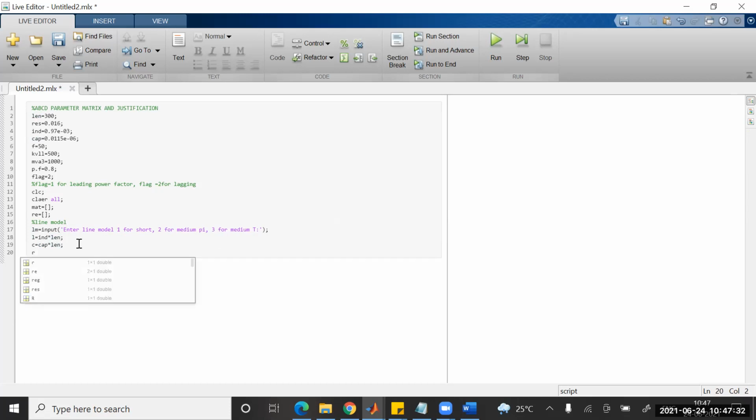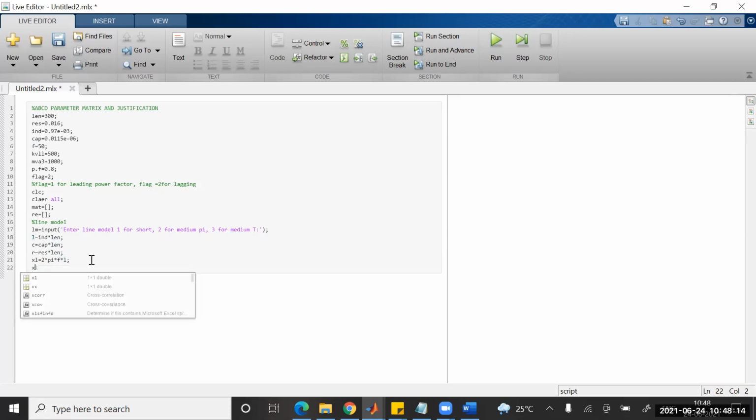Total resistance would be RES into length. This is done. Now XL value, how could you find XL? XL would be equal to 2 into pi into F into L value. So this is your XL.